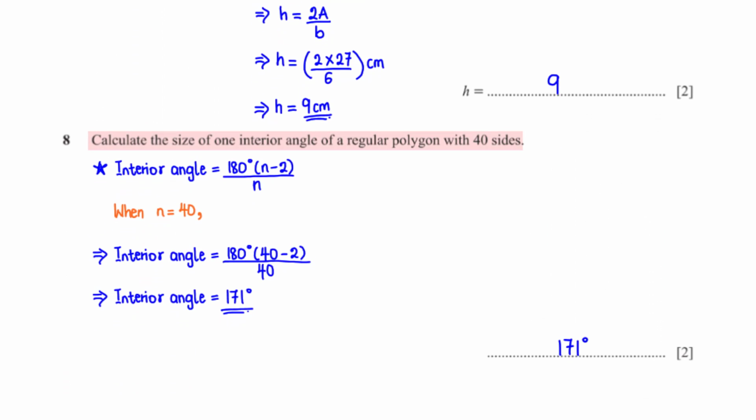Calculate the size of one interior angle of a regular polygon with 40 sides. This is the formula for the size of an interior angle in a regular polygon, where n is the number of sides. In this case, n equals 40. So when we substitute n equals 40 into the formula, this is what we have. When we type this into the calculator, we get 171 degrees.